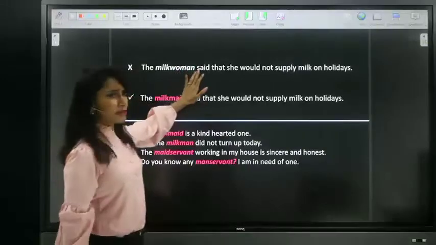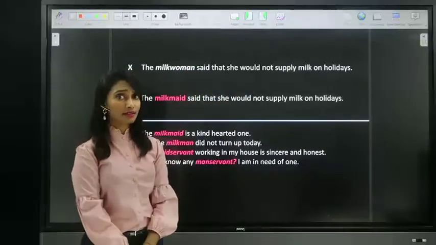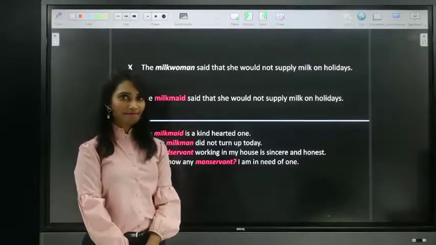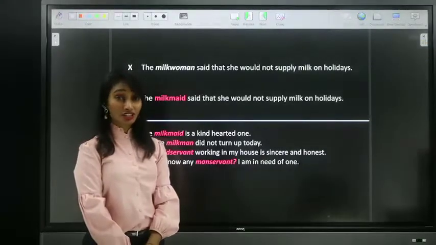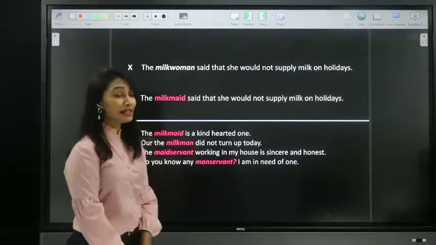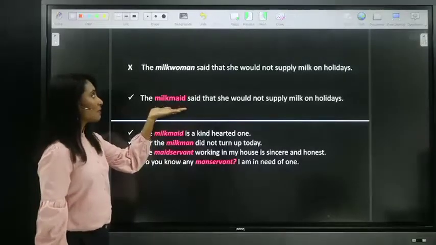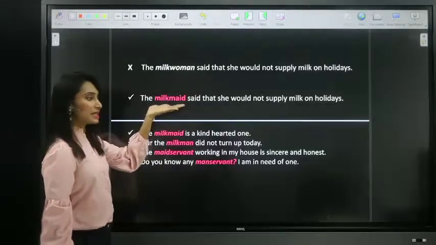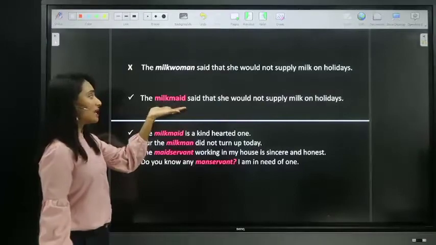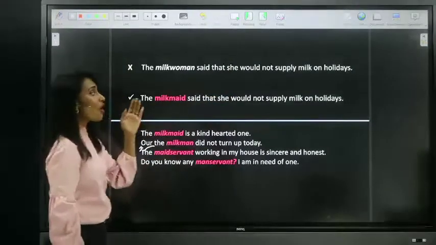The milk woman said that she would not supply milk on holidays. Do we have milk women? We have gender distinction for this. The feminine form for milkman is milkmaid, not milk women. So replace milk women with milkmaid. So the milkmaid said that she would not supply milk on holidays.